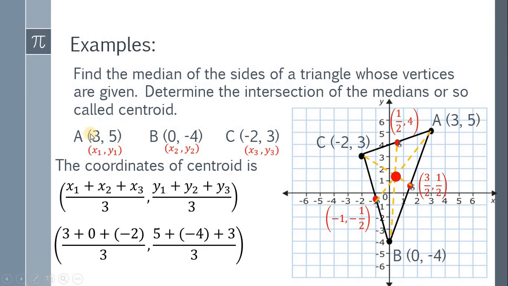So, gawin natin. So, we have 3 plus 0 plus negative 2. So, kailangan naka-parenthesis. We have 5, we have negative 4, yung ating y sub 2. Y sub 3 natin ay 3. Then divided by 3. Now, we have 3 plus 0 plus negative 2 is 1. Next, 5 plus negative 4 plus 3 equals to positive 4. Therefore, the coordinates of the centroid is equals to 1 over 3, comma, 4 over 3. Since hindi na yun masisimplify, yan na po yung ating final answer. And we're done.